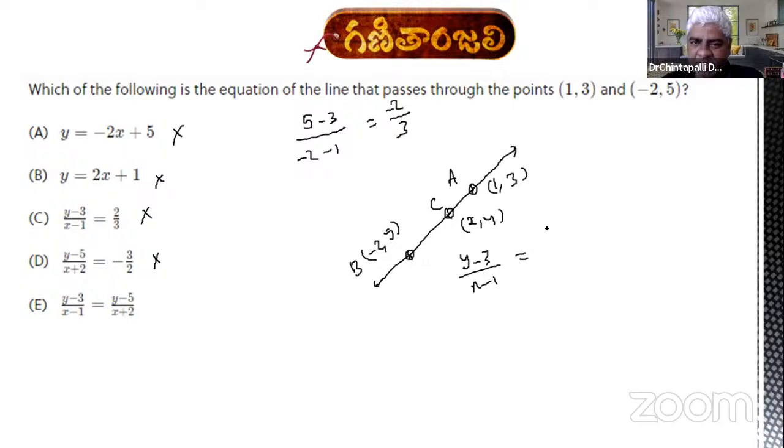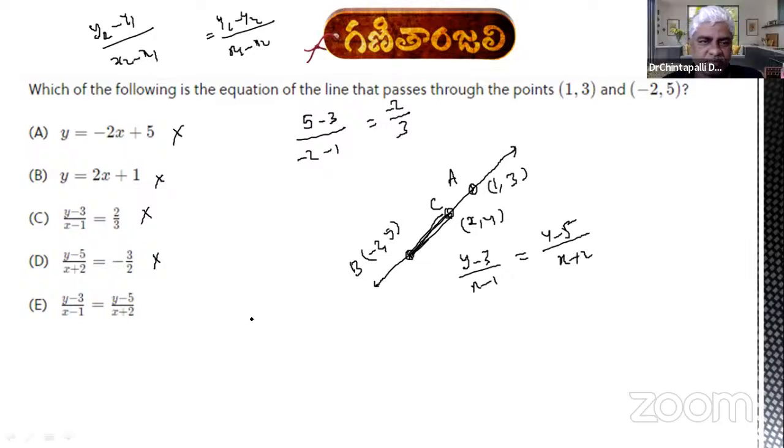What is the slope of BC? 5 minus y, no, sir. Of course, you have a point. But I'm telling, slope formula is y2 minus y1 by x2 minus x1, and the same is also equal to y1 minus y2 by x1 minus x2, because both the numerator and denominator are multiplied by negative. Now, y minus 5 by x plus 2. It is the equation.